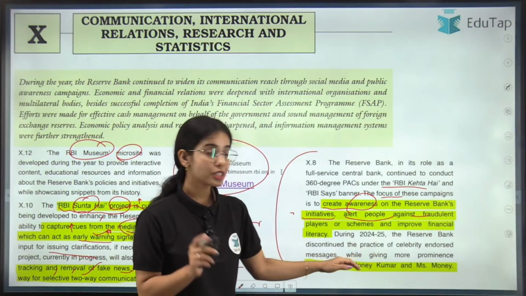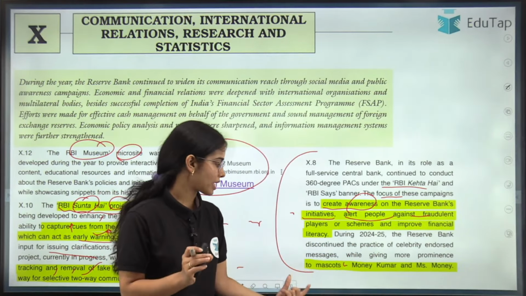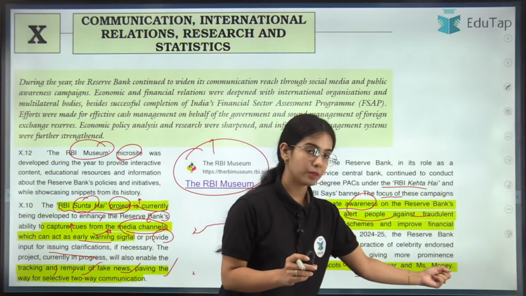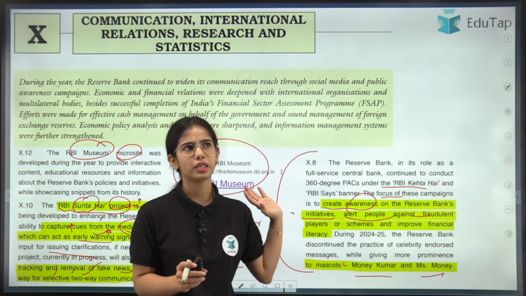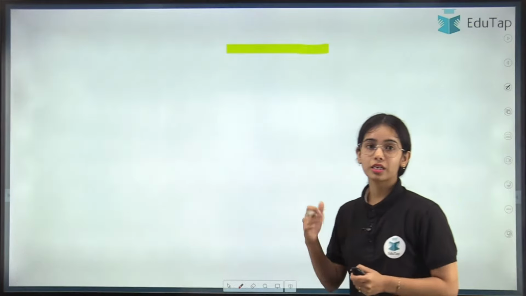RBI has said that instead of using celebrities, it is using the mascots Money Kumar and Miss Money. A question came in the previous RBI Grade B examination about these mascots also. This is under the RBI Kehta Hai.